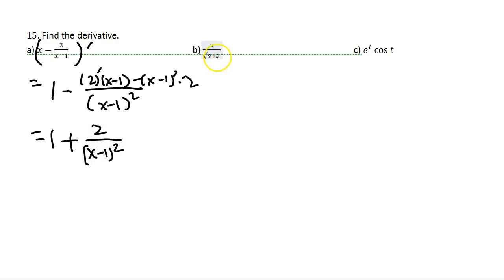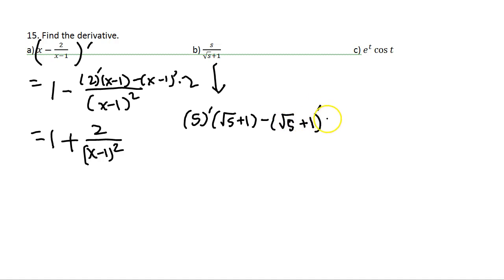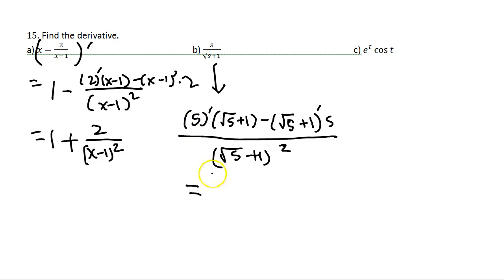Now this is again another fraction, so you need to use the quotient rule. When you differentiate, it's top prime times the bottom minus bottom prime times the top over the bottom squared. S prime is 1.